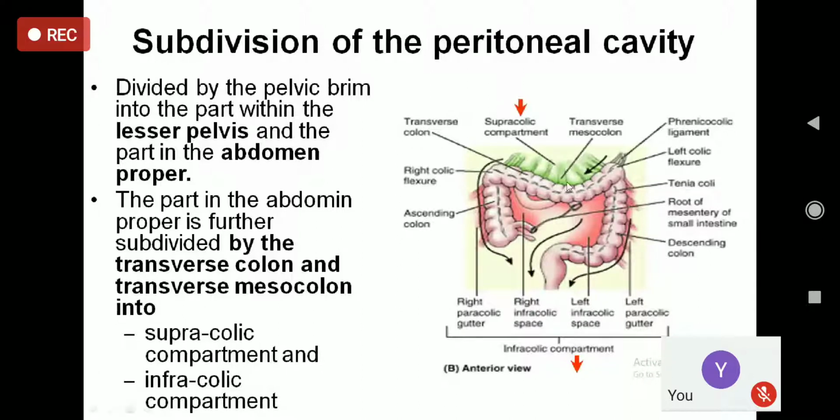As we know, the colon means the large intestine. Just above the transverse colon and the transverse mesocolon is the supracolic compartment, and below the transverse colon is the infracolic compartment. Here we can see the structures present in the supracolic compartment, as we discussed yesterday: the liver, the stomach, and the first part of the duodenum. So the supracolic compartment is occupied by the liver and stomach, and in the infracolic compartment, the jejunum, ileum, and the pelvic organs are there. So this is the supracolic compartment, and this one is the infracolic compartment.